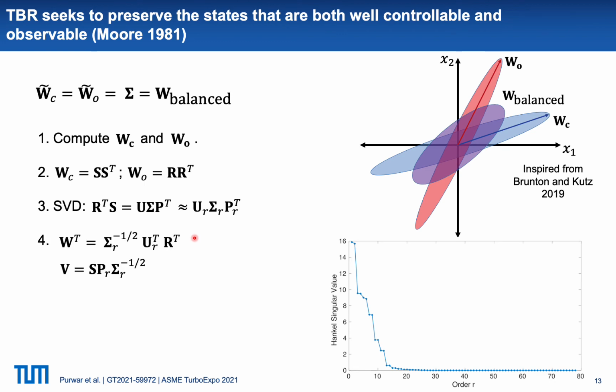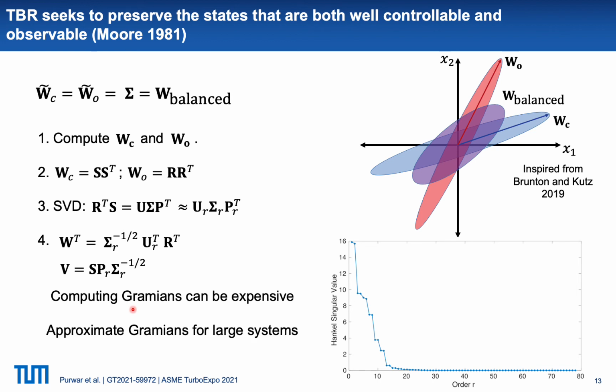The final step involves computing the projection matrices V and W. A disadvantage of this method is that it can be applied to moderately large systems only, because computing the Gramians can be expensive for large systems. For large systems, an approximation of the Gramians can be applied instead of computing them from the Lyapunov equations.